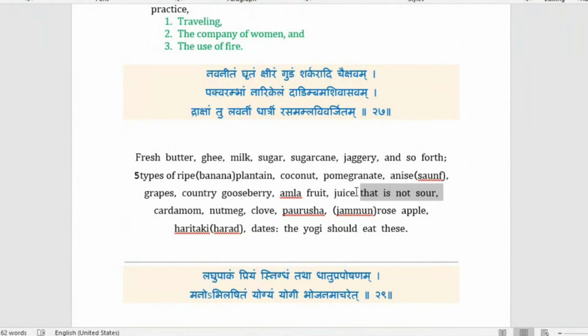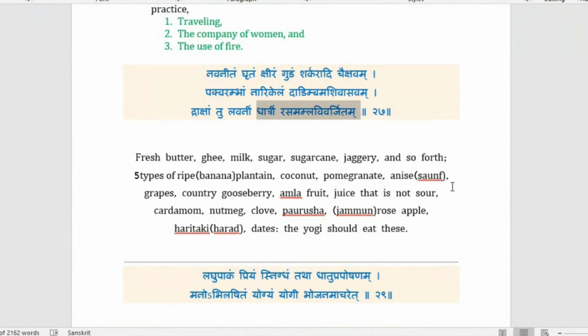If the juice is sour, then it should be avoided. Dhatri rasa amla varjitam. So the juice that is sour should be avoided, but if the juice is not sour, then it can be consumed. Cardamom, nutmeg, clove, parusha, jamun, that is rose apple. Then harad, haritaki, and dates. The yogi should eat all these foods.